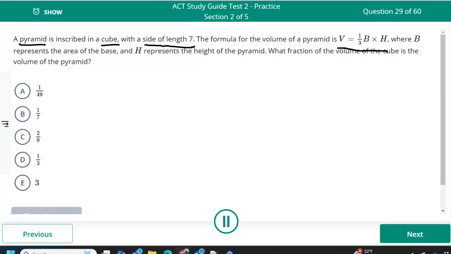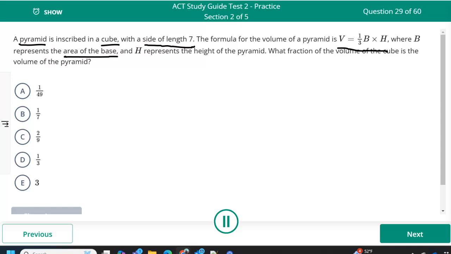All right, so keeping in mind that B represents the area of the base, not the length of a side. The length of a side is 7, but that really doesn't make any difference. If B is the area of the base, then the volume of the cube would be B times H, the area of the base times the height. The volume of the pyramid is 1/3 B times H.